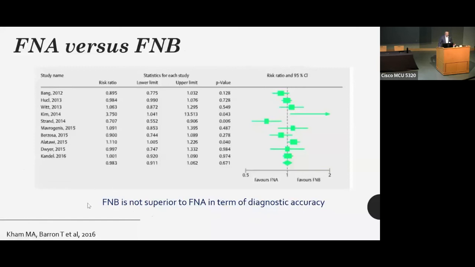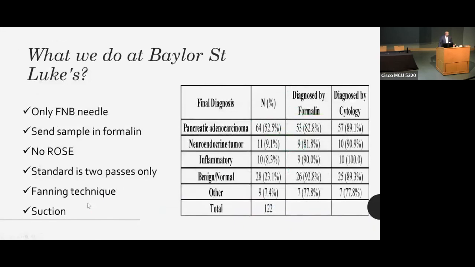So what we do at Baylor St. Luke's, we only do an FNB needle. We send it in formalin. We don't do rapid on-site evaluation. Our standard is 2 passes only. We use the fanning technique. And with FNB, you want to get as much tissue as you can and you don't care about the blood anymore. Then we do suction.